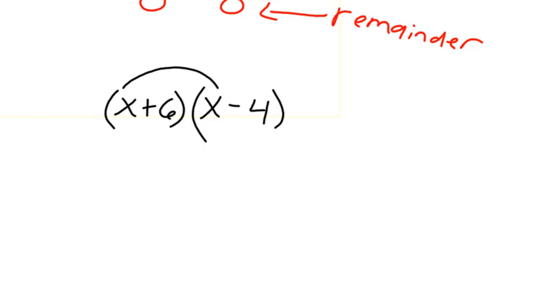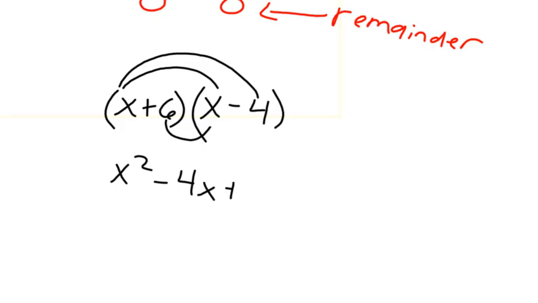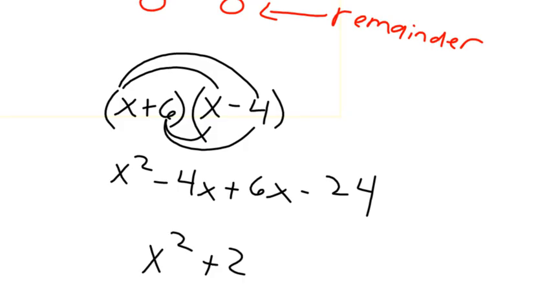First times the first is x squared. Outside, x times a negative 4 is a negative 4x. Inside, 6 times x is a positive 6x. And last, 6 times a negative 4 is a negative 24. Combining like terms, x squared plus 2x minus 24.